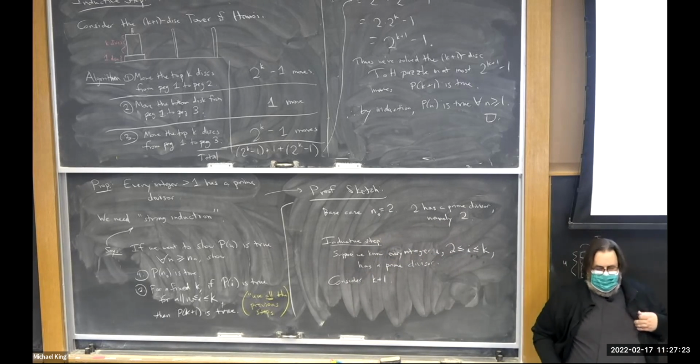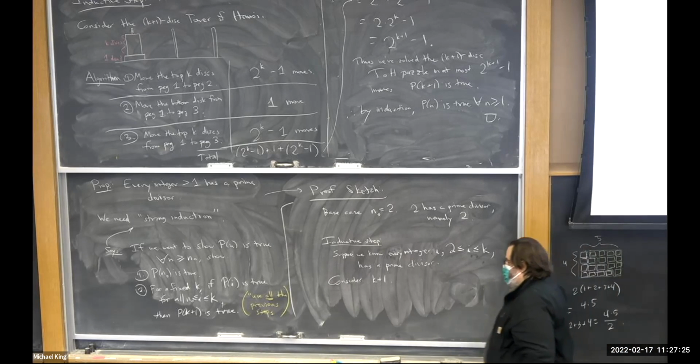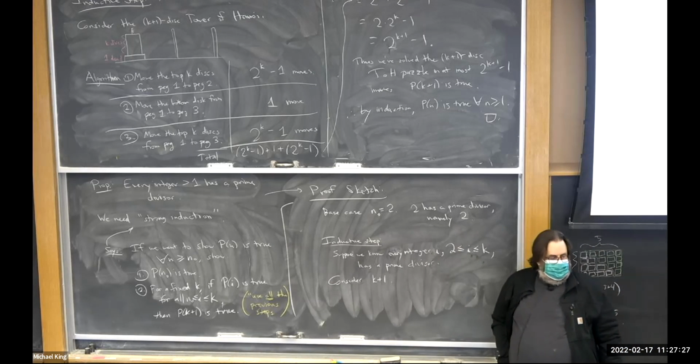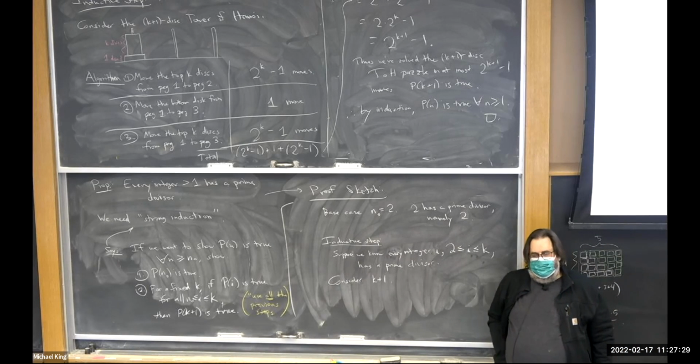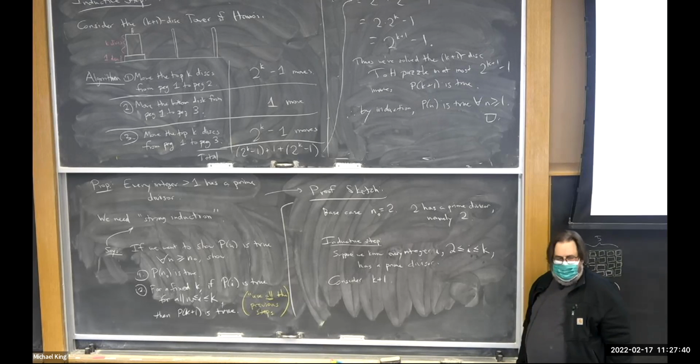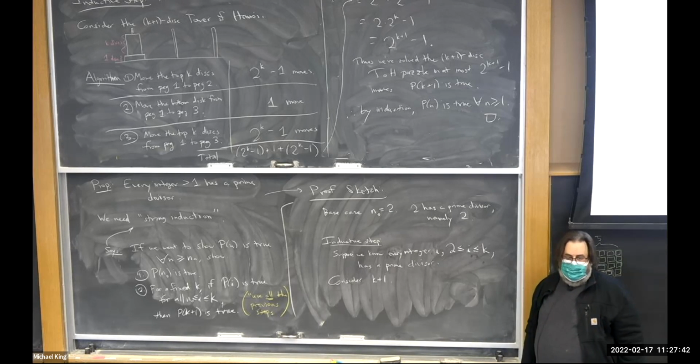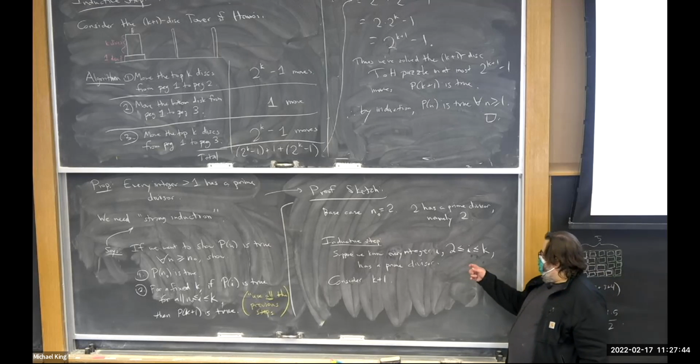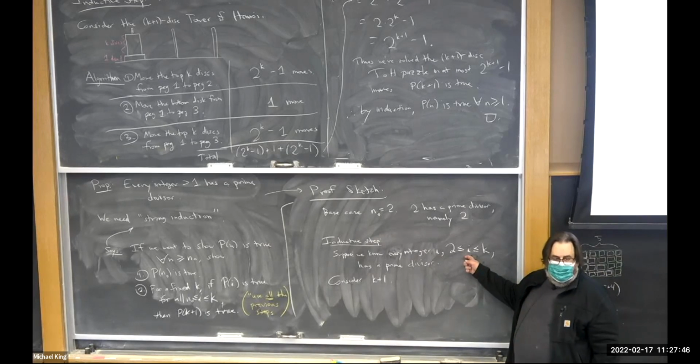Again, just because we're going to run out of time. If k plus 1 is prime, we're done. Right? Otherwise, k plus 1 is composite. And if k plus 1 is composite, that means it has a divisor smaller than k plus 1, but at least 2.